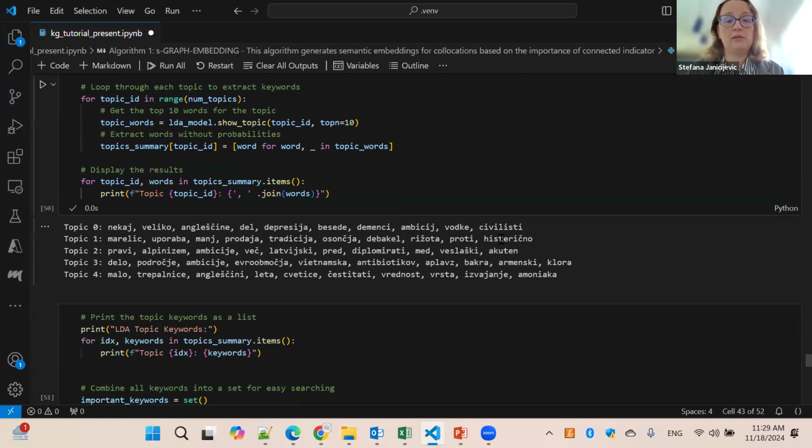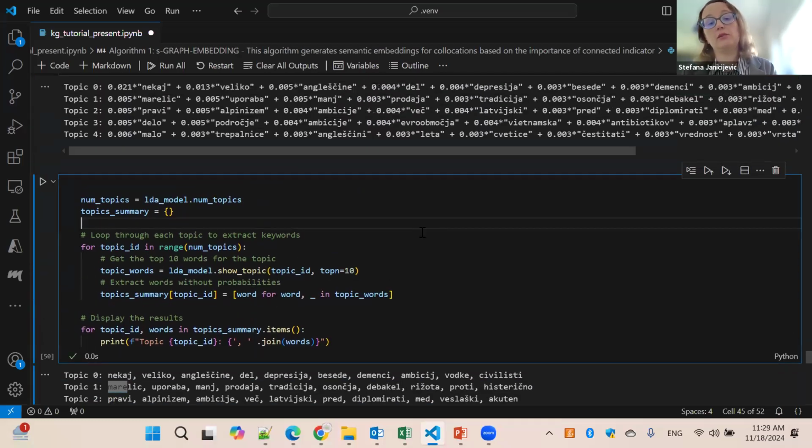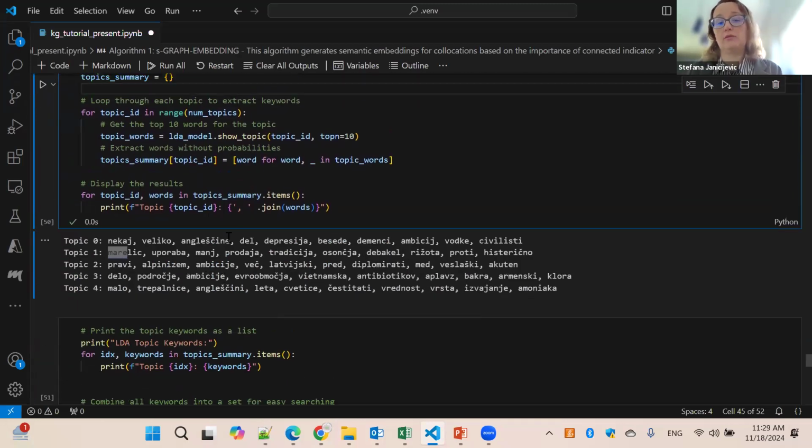And if I want to present it in a list, I know that my topic 0 will consist of these several words: nekaj veliko angleščina, del, depresija, besede, demencija, ambicije, vodki, civilisti. Topic second, let's say topic 1, marelec, uporaba, manj, prodaja, tradicija. So this is one algorithm that is closer to a semantic approach than to the centrality measures that we have at the beginning. So you can really extract from your data some parts of speech.